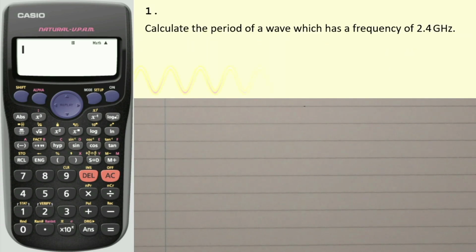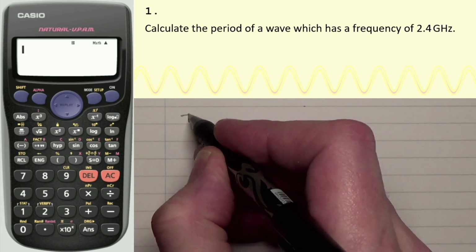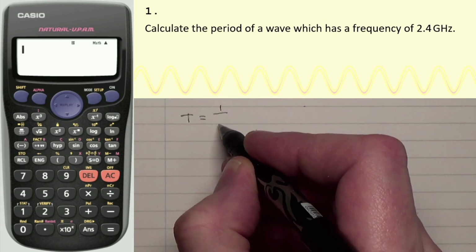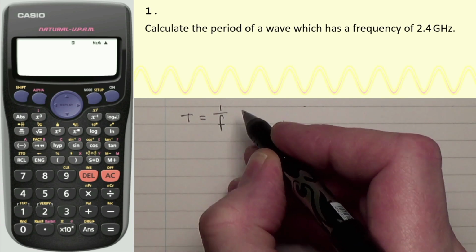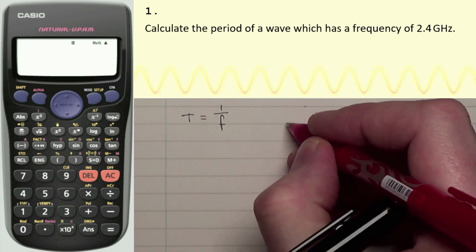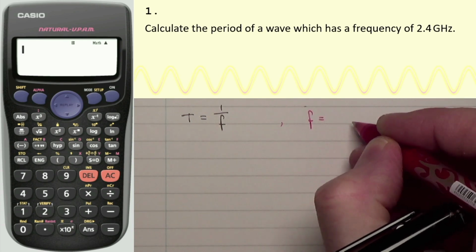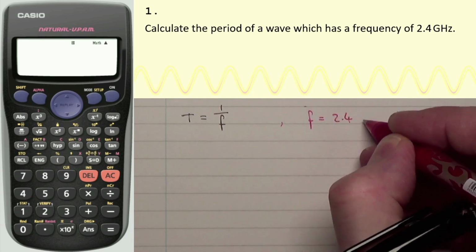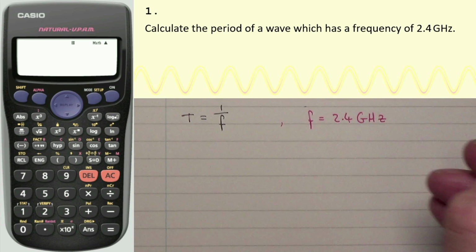Here's number 1. Now, if you don't know the equation, that's not an issue. I'm going to tell you the equation to use for each of these questions. The most important thing is just to remember that prefix. So, in the first one, we have a question that says, calculate the period of a wave, which has a frequency of 2.4 gigahertz. Now, the equation to use is period T is equal to 1 over frequency. Now, I guess I'll write this in a different colour, where frequency, now you wouldn't have to write this in, but frequency is 2.4 gigahertz, just to remind you.